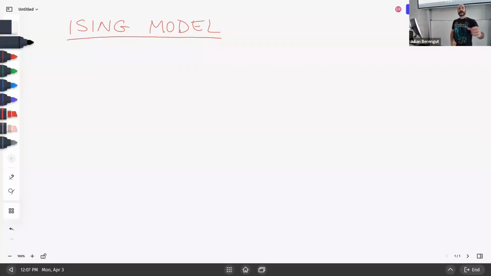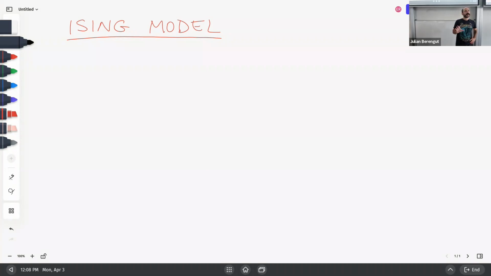Hi, everyone. Okay, so last time we got stuck into paramagnetism, and now we're going to move on into the Ising model. We'll get through the Ising model, and we might get a little bit into the next topic as well. We'll see how we go.